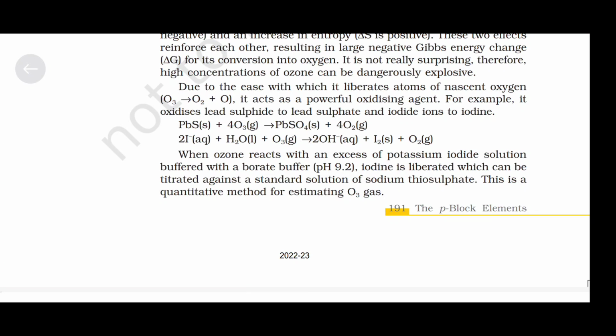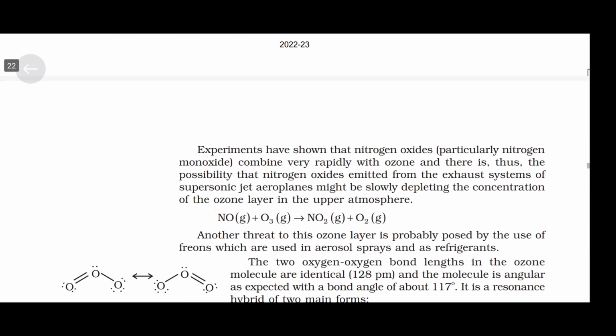When ozone reacts with an excess of potassium iodide solution buffered with a borate buffer, pH 9.2, iodine is liberated, which can be titrated against a standard solution of sodium thiosulfate. This is a quantitative method for estimating O3 gas.